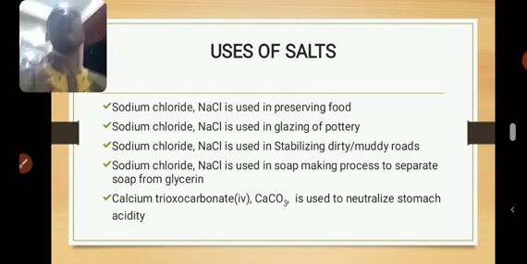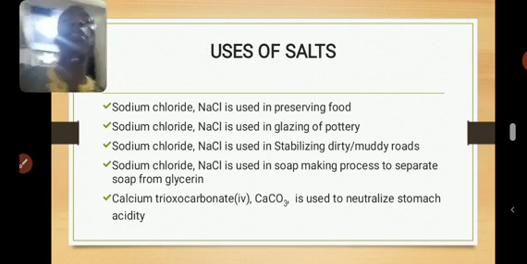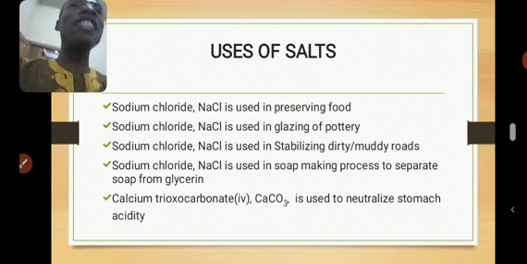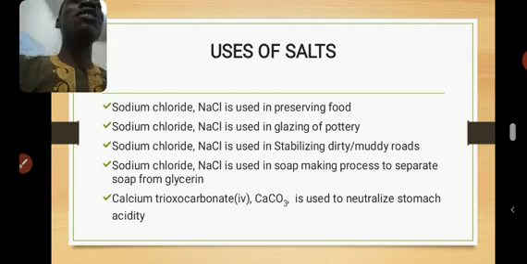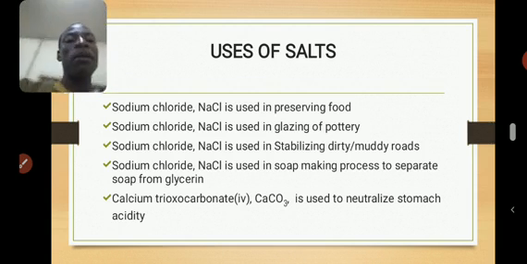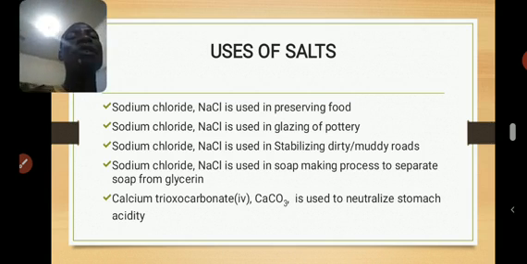There's something called locust beans. I don't know if you know locust beans. Locust beans is iru in Yoruba land. You preserve locust beans with salt so that it will not get destroyed. So you preserve food with sodium chloride. Very, very important.